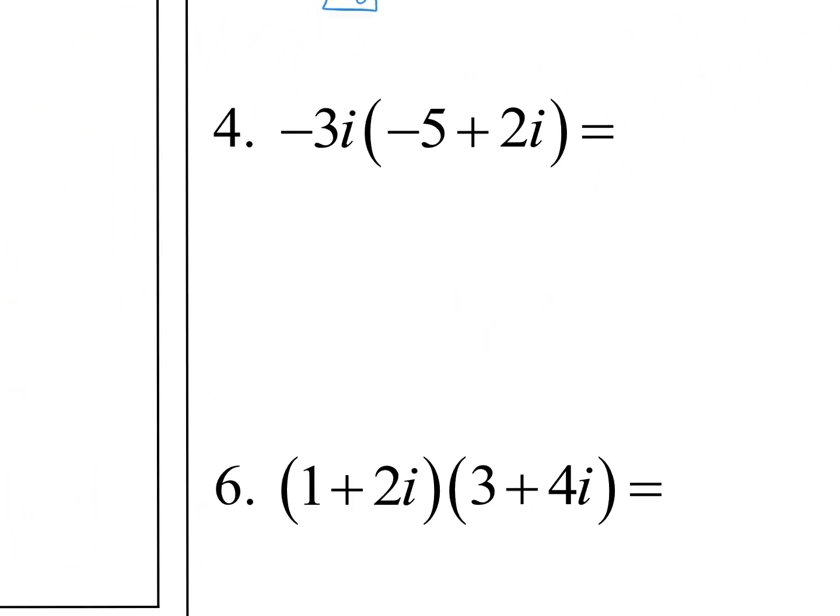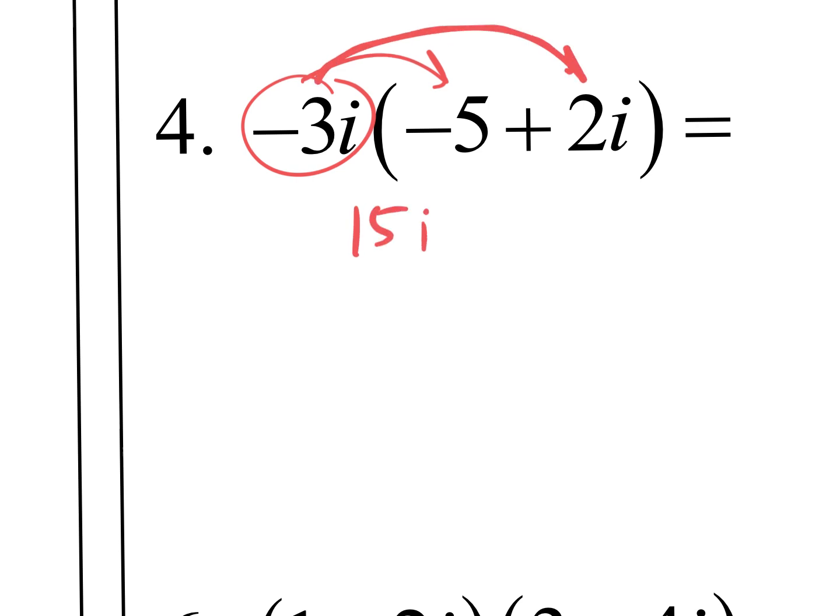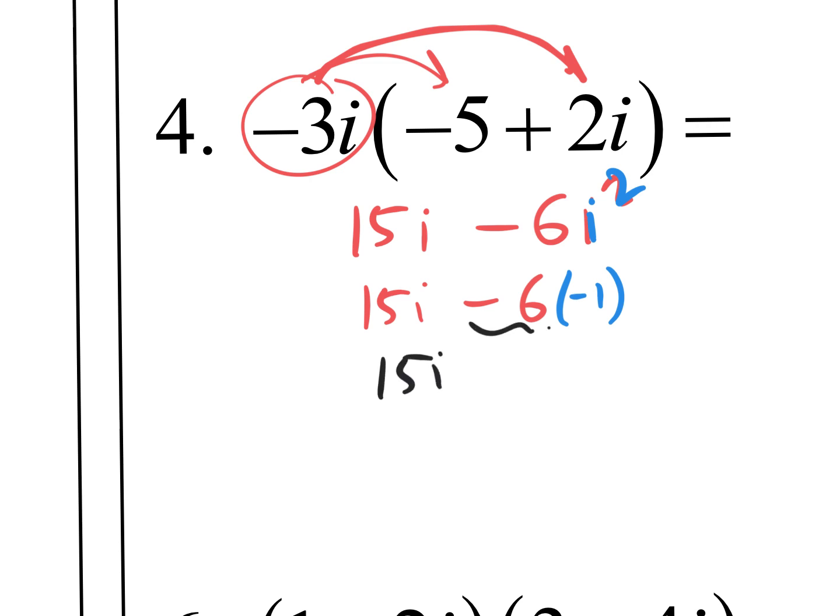How about number 4? Let's distribute negative 3i times negative 5. What's that? Positive 15i. Okay. And how about negative 3i times positive 2i? Negative 6i squared. Now, that i squared needs to change to what? A negative 1. So I really have 15i minus 6 times negative 1. And then doing the math here, I'm going to have 15i, negative 6, plus 6.